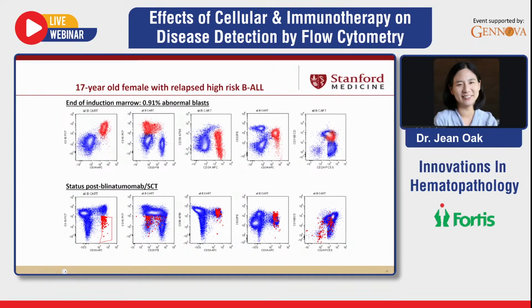So what could this be? Oh, and we also looked at the concurrent NGS, and the NGS was negative. So we know this isn't leukemia. So what is it?